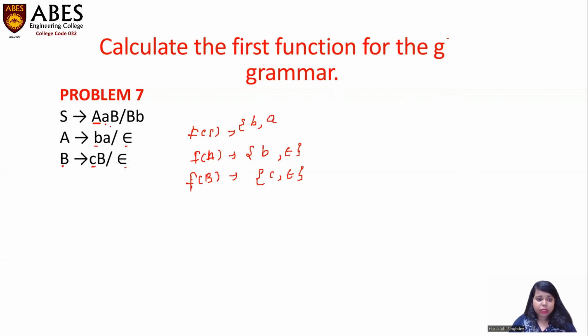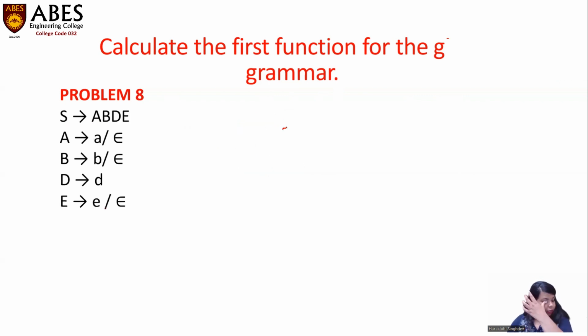Now when we look into this production, capital B and small b, the first of S will be first of B. So first of B is what? c. And when we replace it with epsilon, what will we get? b. b is already in the set, so we can say that first of S contains small b, small a, and small c. Okay. Now the last question here.